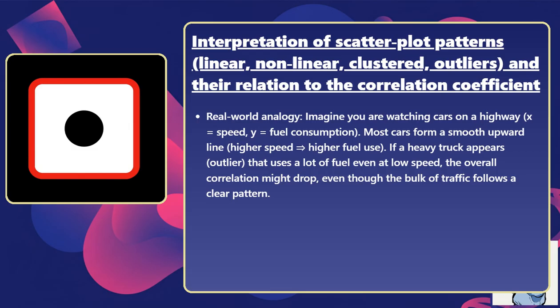Real-world analogy. Imagine you are watching cars on a highway. X equals speed, Y equals fuel consumption. Most cars form a smooth upward line. Higher speed leads to higher fuel use. If a heavy truck appears, an outlier that uses a lot of fuel even at low speed, the overall correlation might drop, even though the bulk of traffic follows a clear pattern.